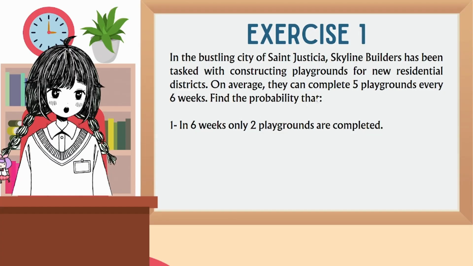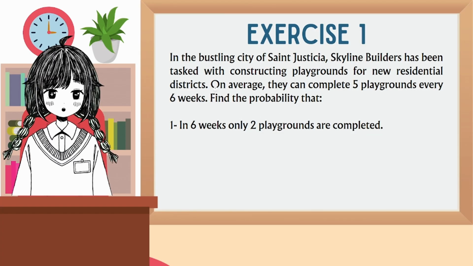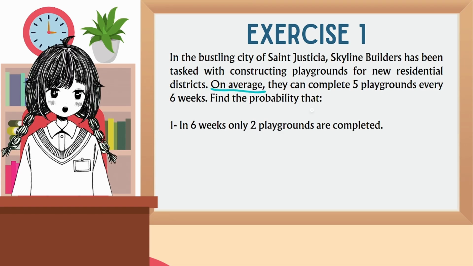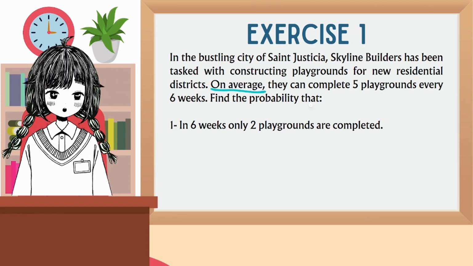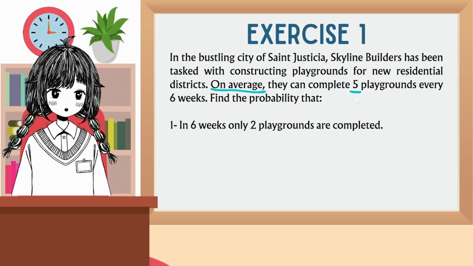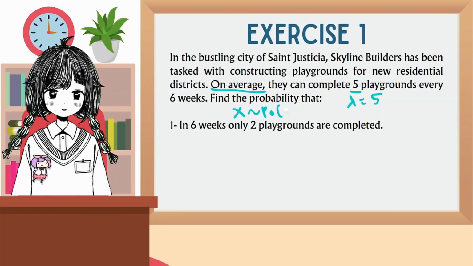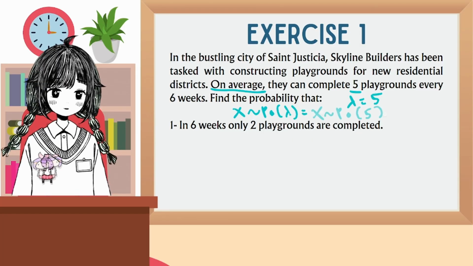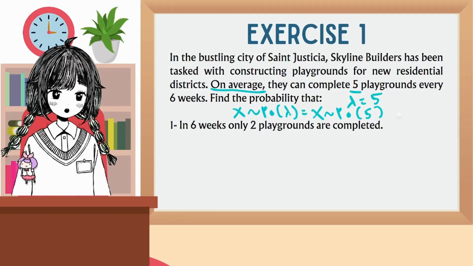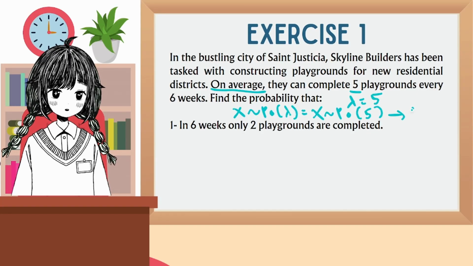So first, extract the information from the question. It mentioned on average, meaning that we will use the Poisson distribution. So the average is 5, meaning that lambda equals 5. We write down the Poisson distribution. So this distribution is for when they complete 5 playgrounds every 6 weeks.